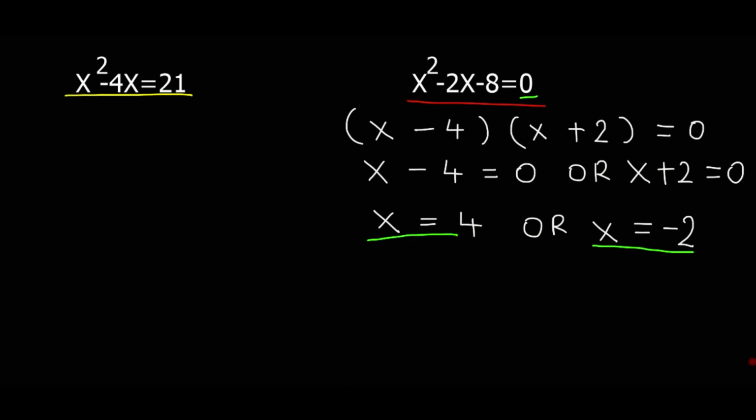And we notice something: for these two equations the leading coefficient is 1. By the leading coefficient we mean the coefficient of x squared, because when there is no number, it means it is 1. Here also we have 1, so the leading coefficient is 1. Now we're going to focus on examples where the leading coefficient is not 1, any number but not 1.